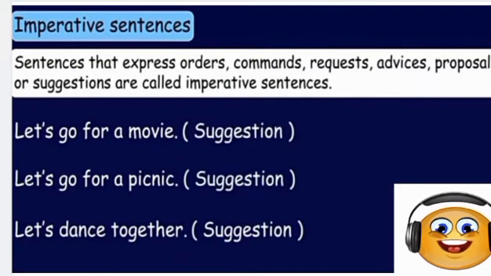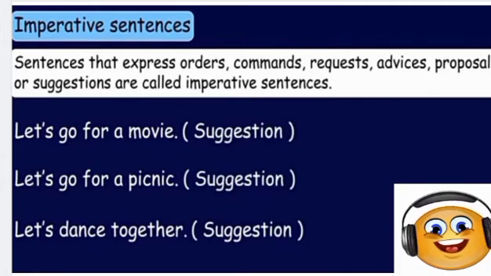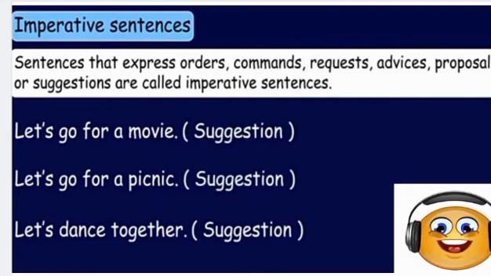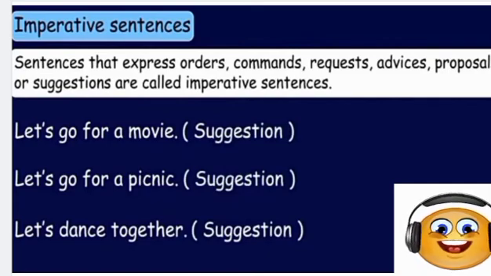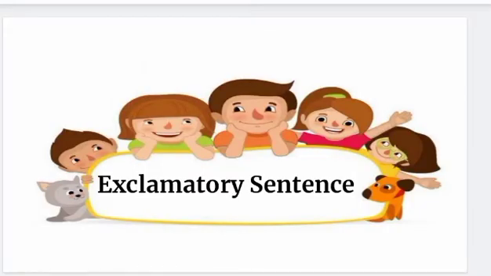Let's go for a movie. It is a suggestion, so it is a type of imperative sentence. Let's go for a picnic. It is also a suggestion. Let's dance together. It is also a suggestion, so it expresses suggestion and is also called an imperative sentence. Finally, we came to the end of the imperative sentences.